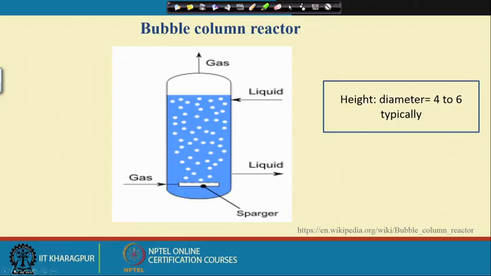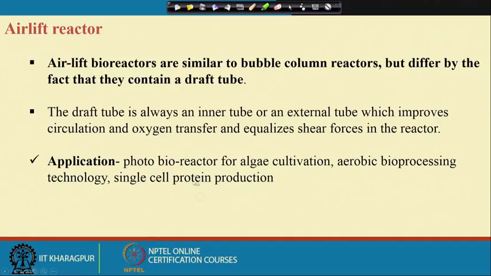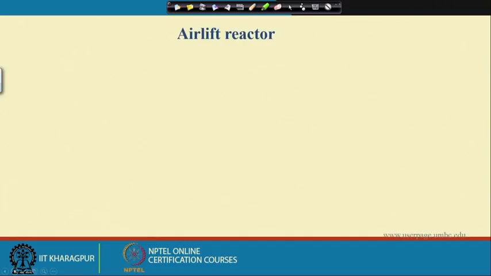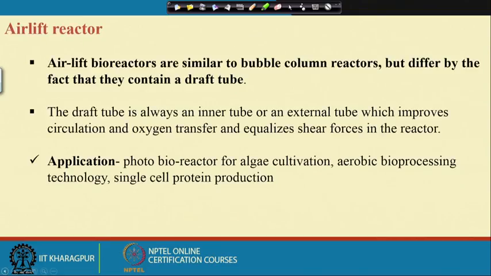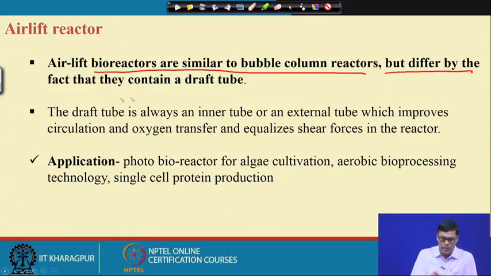This is how it looks. This is what we call a sparger, that you can see, the sparger, and this is how the bubbles are moving upwards. Now, then the airlift fermenter. We have here the airlift bioreactor, which is similar to the bubble column reactor, but differs in the fact that it contains a draft tube.